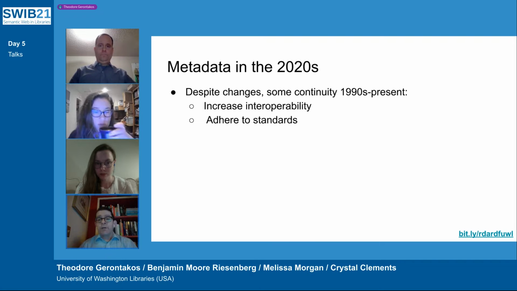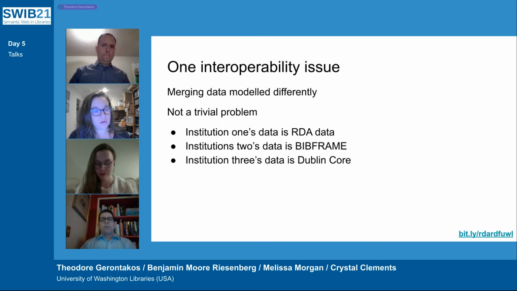So metadata in the 2020s, in the last 20 plus years, has gone through a lot of changes, but there's been some continuity. For example, we still want to increase interoperability, and we still want to adhere to standards. The main interoperability issue we'll address is the merging of data that's modeled differently. And we would assert that this is not a trivial problem. So for example, if institution 1 has RDA data, institution 2 has BIBFRAME data, institution 3 has Dublin Core data, how do we merge that into a useful graph?